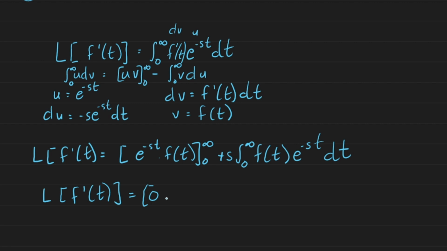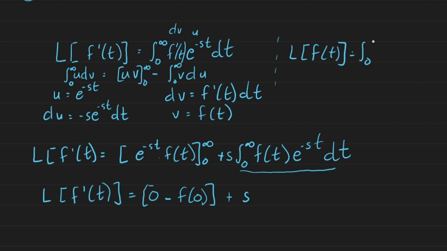So we're going to have essentially minus f of 0 here because of the negative for the second boundary, and then we have f of 0, since t is 0. Then we have plus s, and now look at this integral. This integral is just the Laplace transform of f of t. Remember, the definition is the integral from 0 to infinity of f of t times e to the minus st dt. So this term here is just the Laplace transform of f of t.